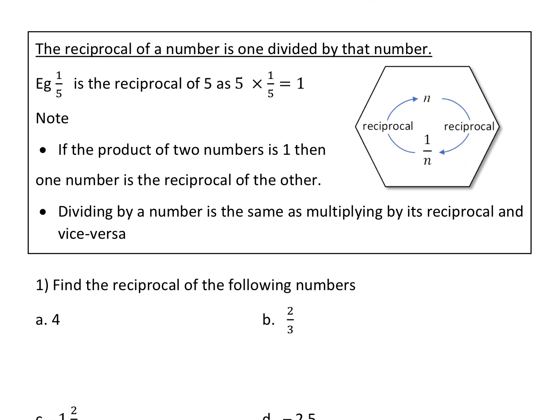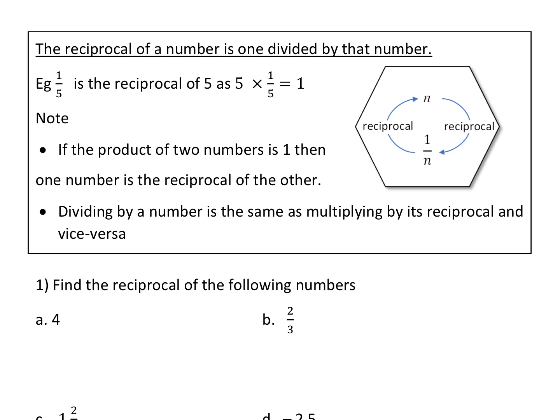On to reciprocals then. The reciprocal of a number is 1 divided by that number. So, for example, 1/5 is the reciprocal of 5, as 5 times 1/5 is 1, or if you get 5 and do 1 divided by 5, you get 1/5. If you think you've found the reciprocal of a number, then it should be true that the product of the two numbers is 1.